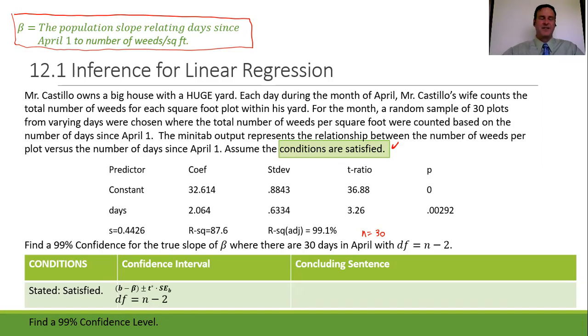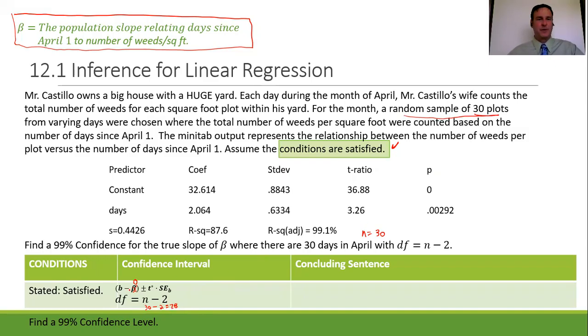Your confidence interval is B minus the big B, the big beta. But again, we're going to assume that it is a 0 here. It's not going to have any significance. All we want to do is to show there is a positive relationship in some sense. Your degrees of freedom is n minus 2. So 30 minus 2 is 28. And again, we got that 30 because there was a random sample of 30 plots.